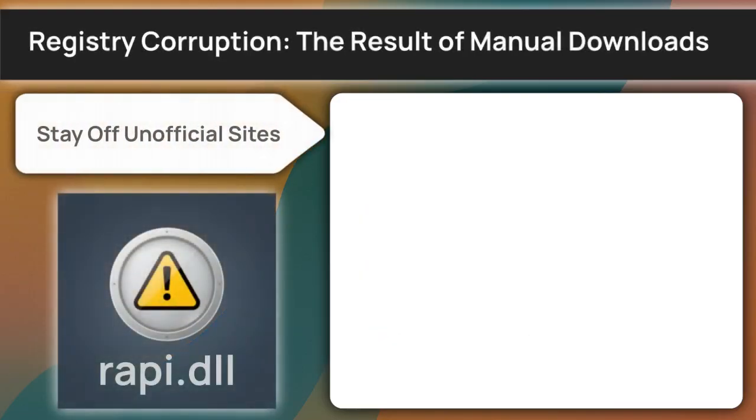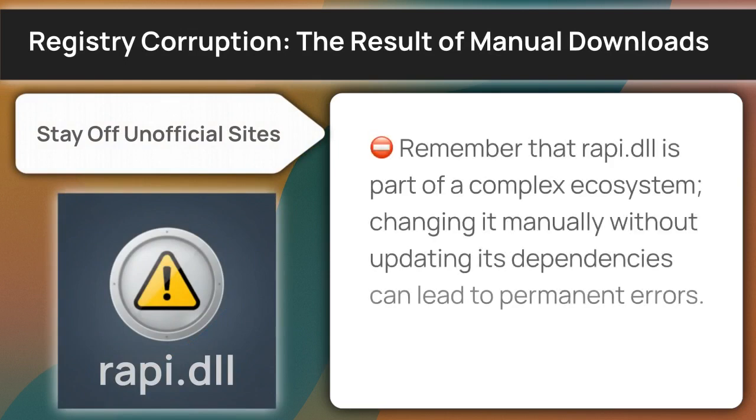From a systems engineering perspective, there is one major security pitfall I need to help you avoid. Remember that manual replacement of Rapi Library DLL is highly risky. Using unverified files from the internet can cause permanent damage to your Windows registry and lead to complete system failure.